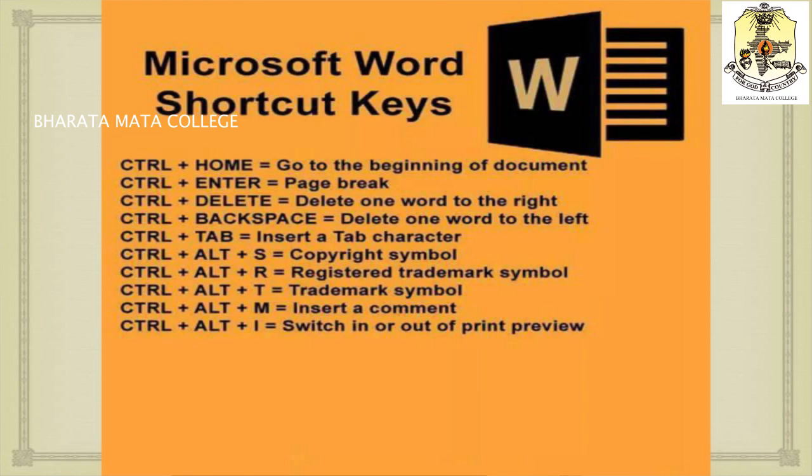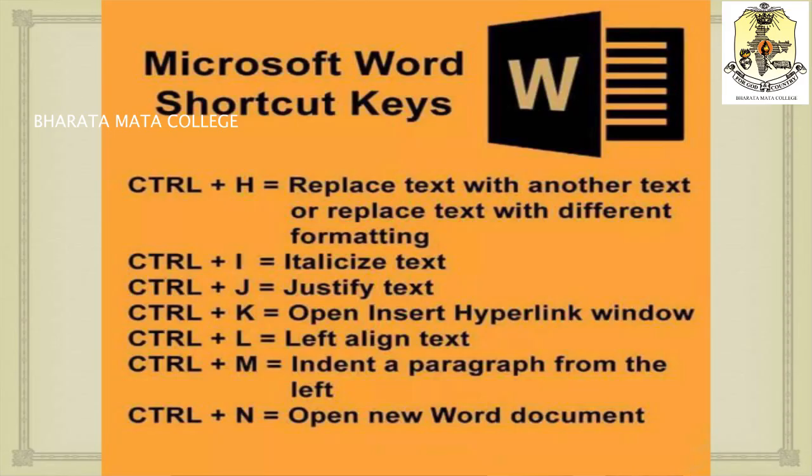Suppose some text we are typing, and if the left side and right side are not straight, it will not be good. So the left alignment can be made with Control plus L for left alignment. Already we had seen Control plus R for right alignment. Or for both sides, that means justified way, we can press Control plus J. That means Control plus L for left, Control plus R for right alignment, Control plus J for justified text. Then Control plus M for indenting a paragraph from the left.